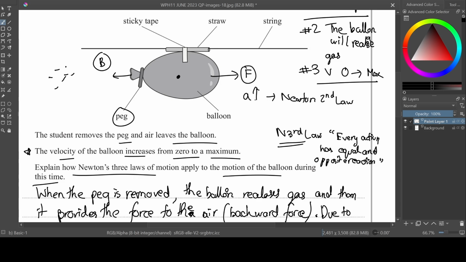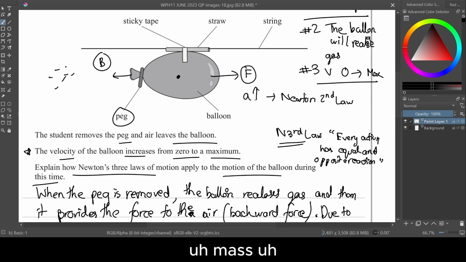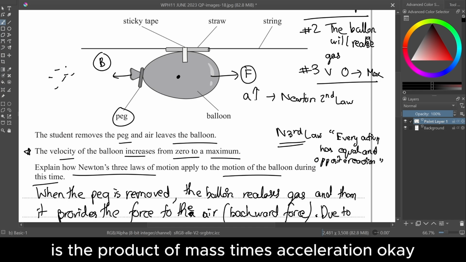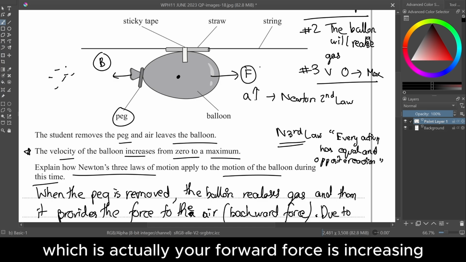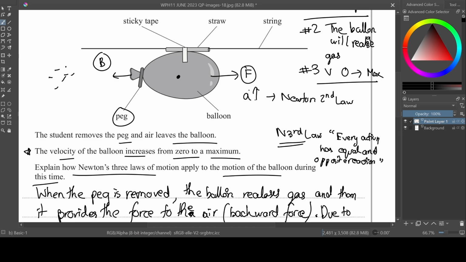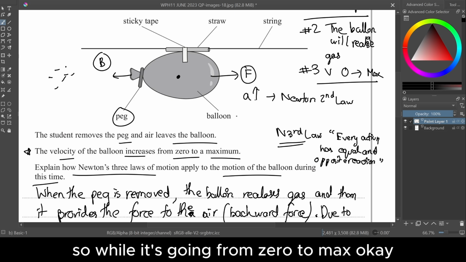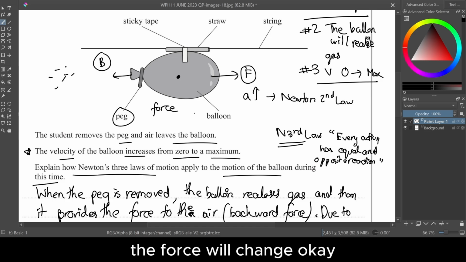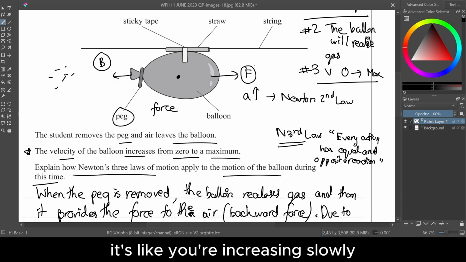Okay, which basically says that your net force is equal to the product of mass times acceleration. So if your net force, which is actually your forward force, is increasing, then your acceleration will increase as well, right? It will cause acceleration. So now the velocity, or you can say speed, goes from 0 to max. While it's going from 0 to max, the force will change. So it won't be like you have a fixed force. It's like you're increasing slowly, right?